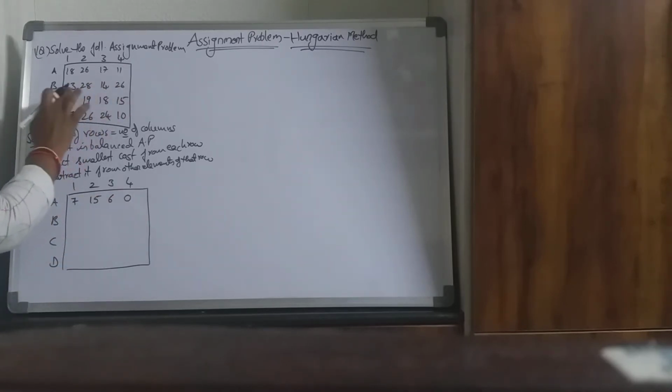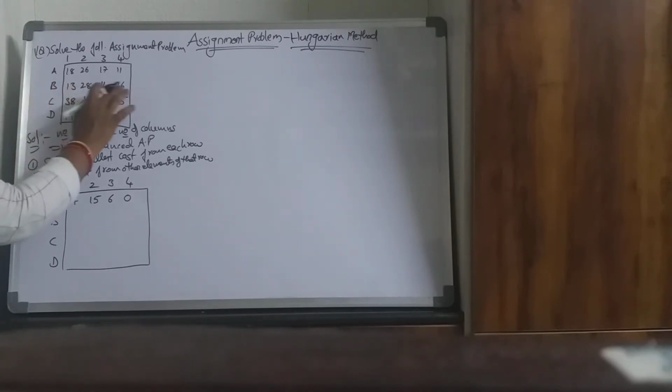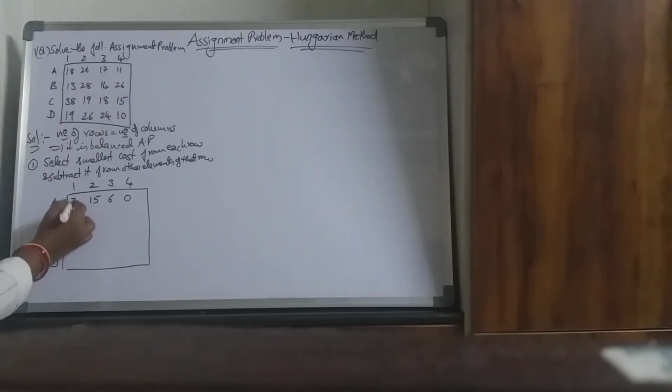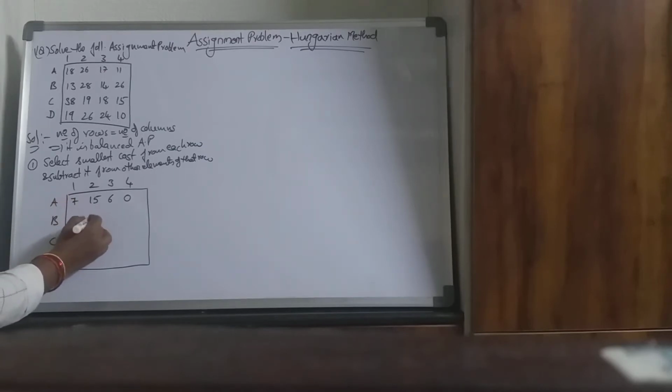Likewise, come to second row. Second row minimum element, smallest element is 13. Now subtract this 13 from all other elements of that row. 13 minus 13, 0. 28 minus 13 will be 15.